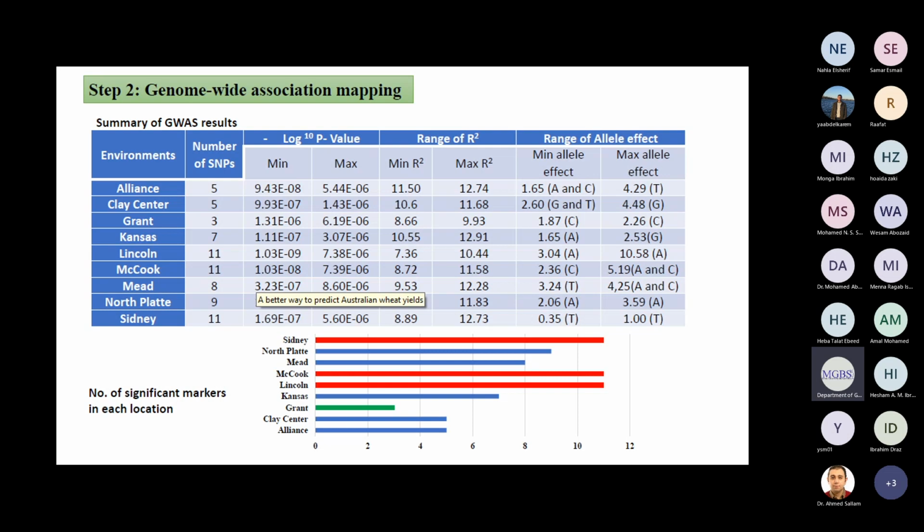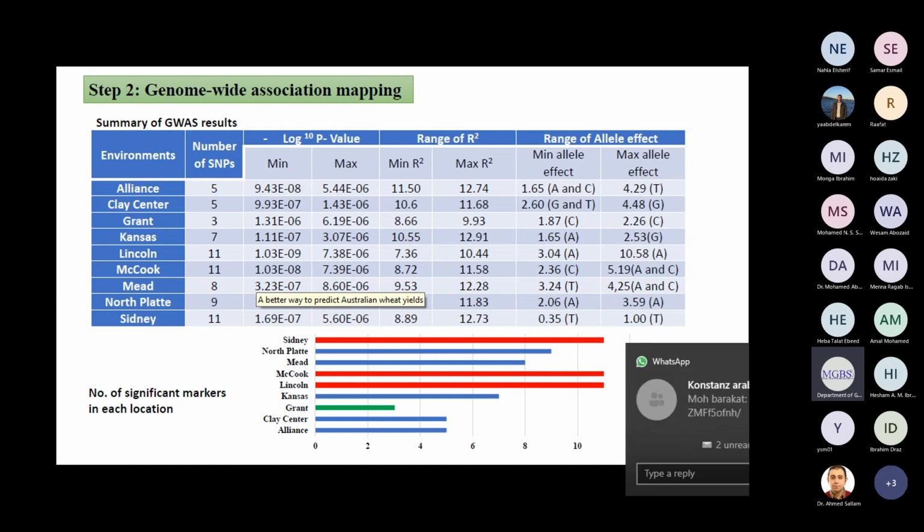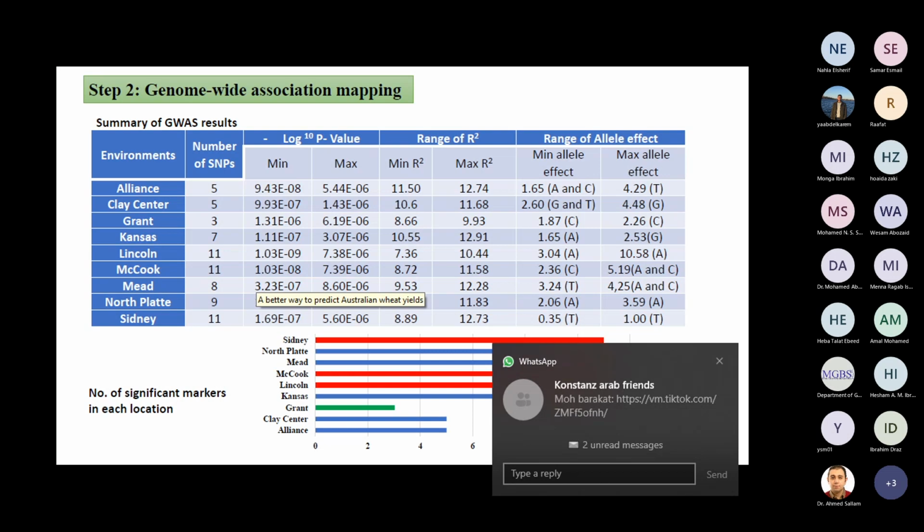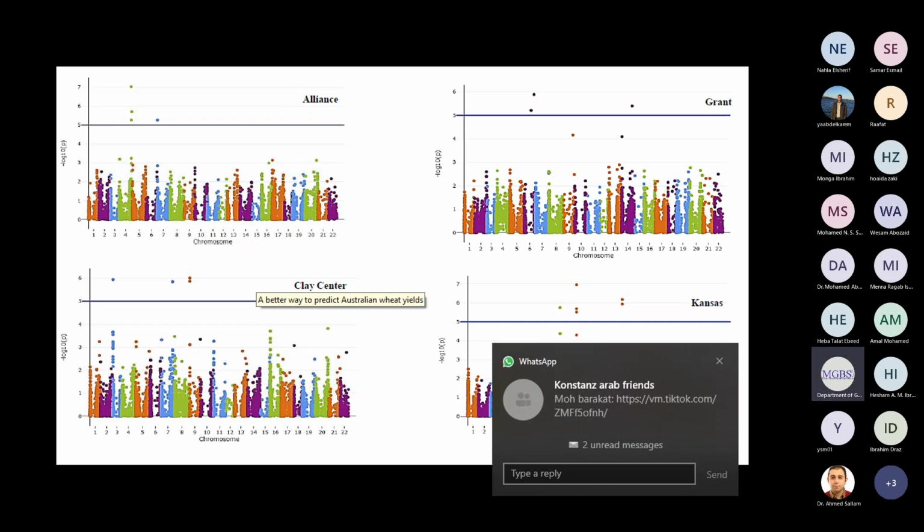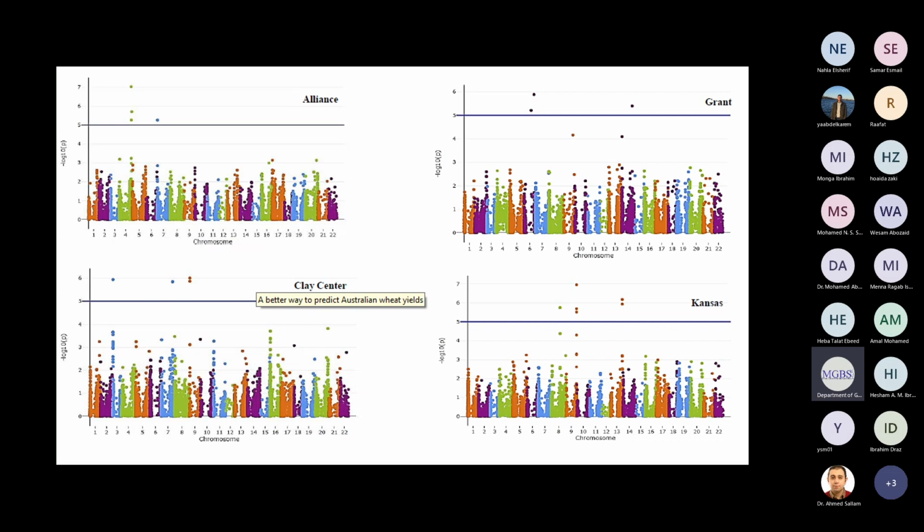Most people, when they find no common significant marker, don't publish the data, because most breeders and geneticists like to have significant markers in all locations. But here we have a different concept. And I would like to show the p-value of the significant markers. It is very, very low. This is the Manhattan plot showing the significant markers in each location. It is far from the p-value of the other markers.